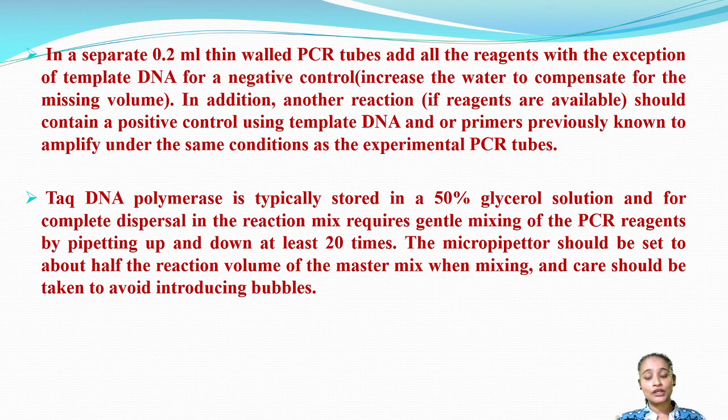The micropipette should be set to about half the reaction volume of the master mix when you are mixing all your master mix and the reagents, and care should be taken to avoid introducing bubbles. This is the main reason that you keep your micropipette at half the reaction volume: if your reaction volume is 50 microliter, just set your micropipette to 25 microliter and mix the master mix properly and without any air bubbles.